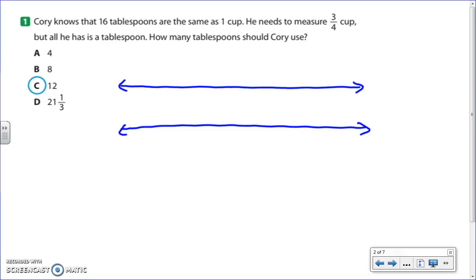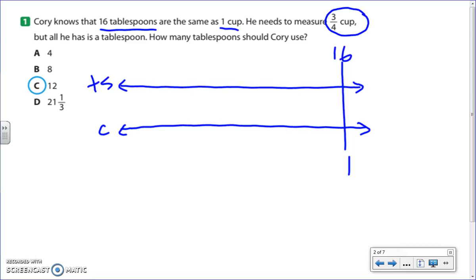So I'm going to put tablespoons on the top, and we can put cups on the bottom. And I'm going to use the given information. He says that he knows 16 tablespoons is the same as 1 cup. Now, the question asks about 3/4 of a cup, so I really need to know about less than 1 cup. I know 3/4 is less than 1, so I'm going to put the 1 cup over here. 1 cup for 16 tablespoons there.